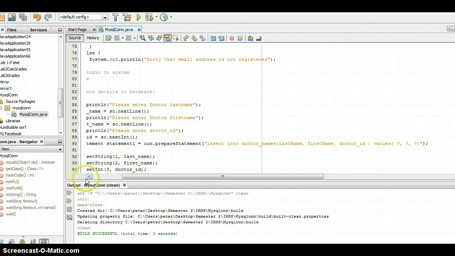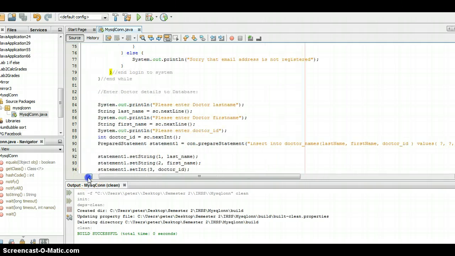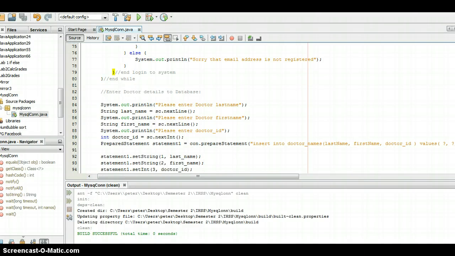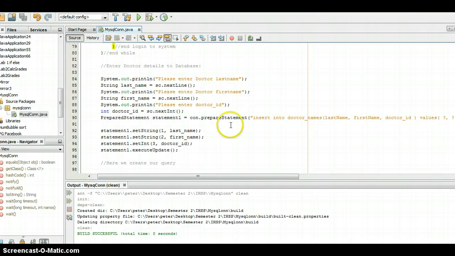And in here then you have the statement from the set string. You see that there. It says to insert into the doctor the first name, the last name. And this is what will be coming up. You enter 1 for the doctor's first name, hit enter, go on to the next name. Enter the last name, enter the doctor's first name, then enter the doctor ID. And here we can select our query.